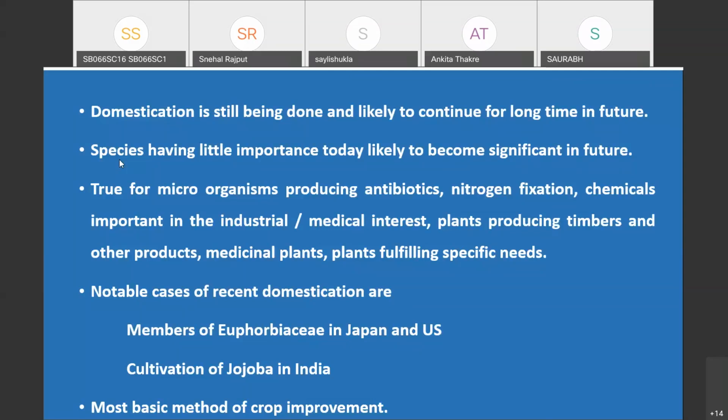And these are the members of the Euphorbiaceae. These are known to produce latex, and this latex is extracted for the production of petroleum products.